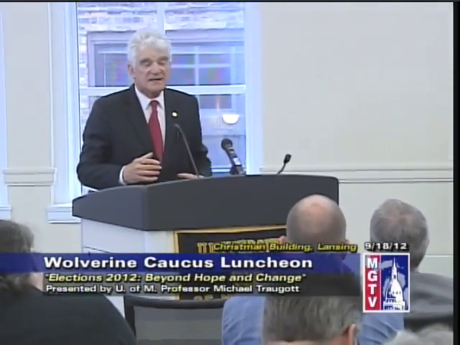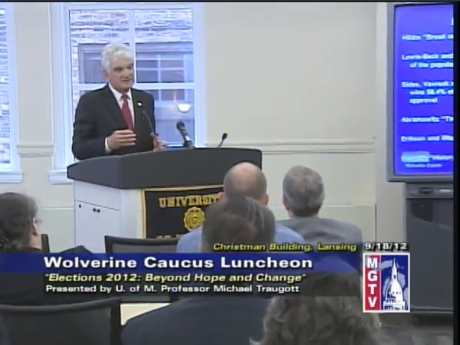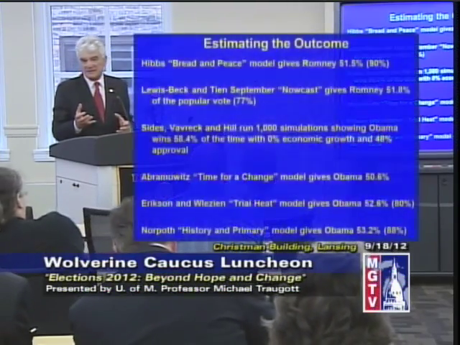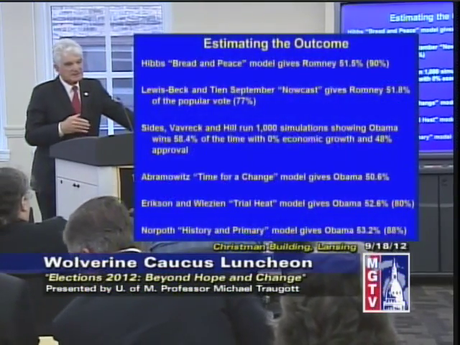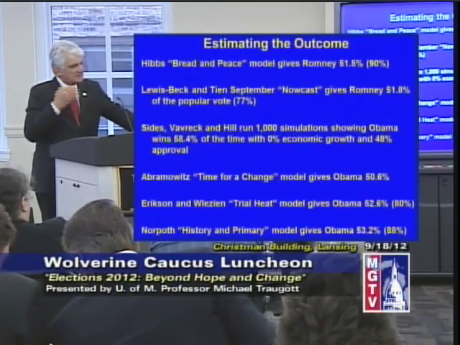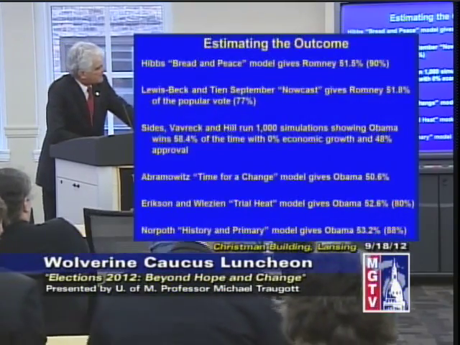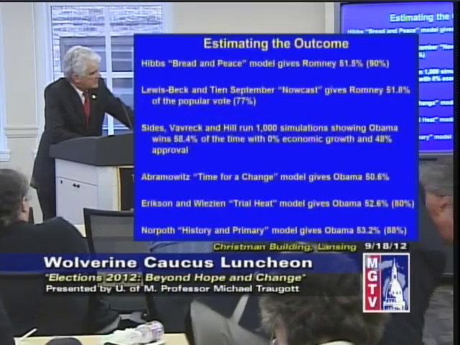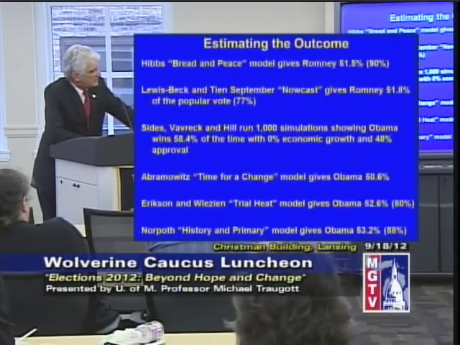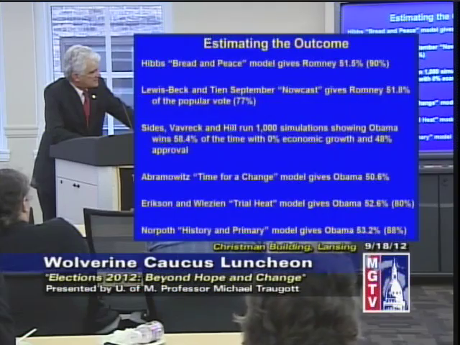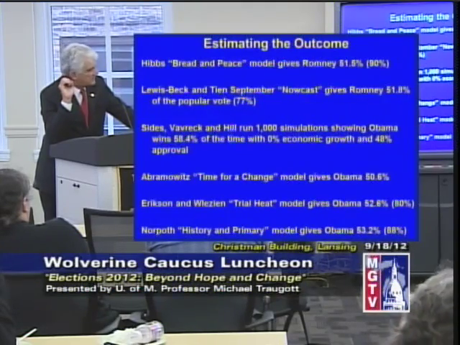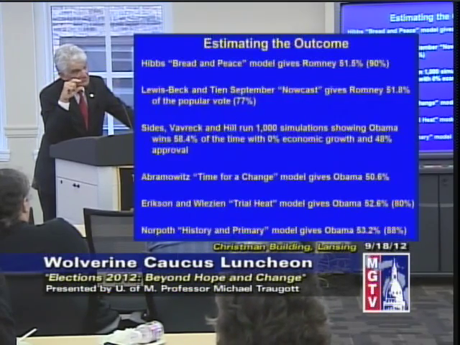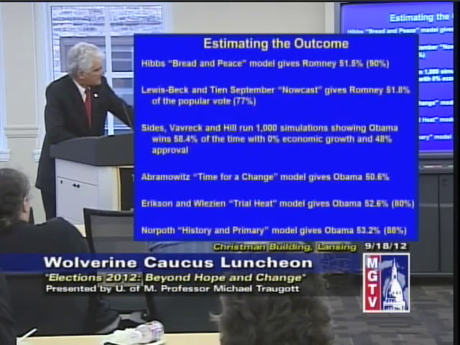In the simulation, they take these data, they put them in a statistical model which has probabilistic parameters around some of the estimates. So they produce an estimate, and then they run it through the simulation again. They produce another estimate, another estimate, another estimate. 58.4% of the simulations show Obama winning under considerations of 0% economic growth, which is where we are, and 48% approval. Obama's approval rating currently is just a little bit higher than that.